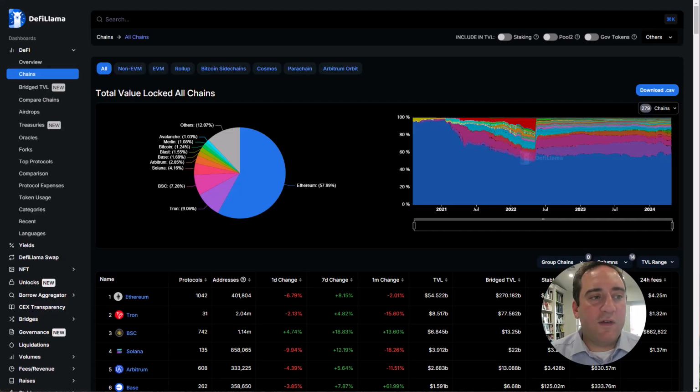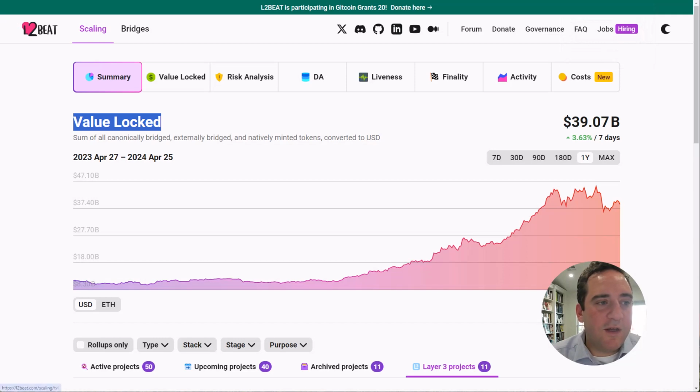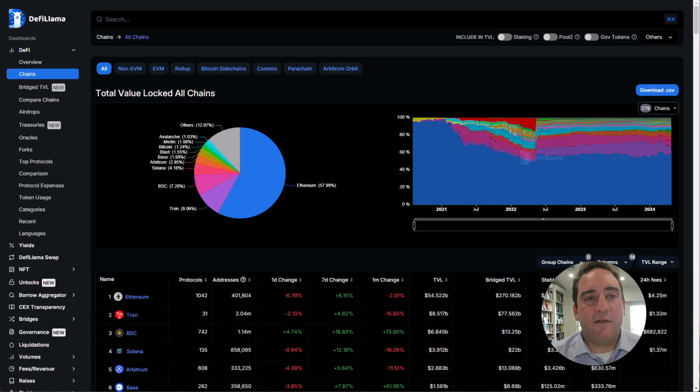Another resource is DeFi Llama. DeFi Llama shows total value locked by blockchain, but they use a different methodology in terms of how they account for actual value locked. They also consider the value locked into a particular protocol on a decentralized application level, beyond what L2BEAT considers. And it's explained in exhaustive detail, but just know that there is a pretty significant difference.